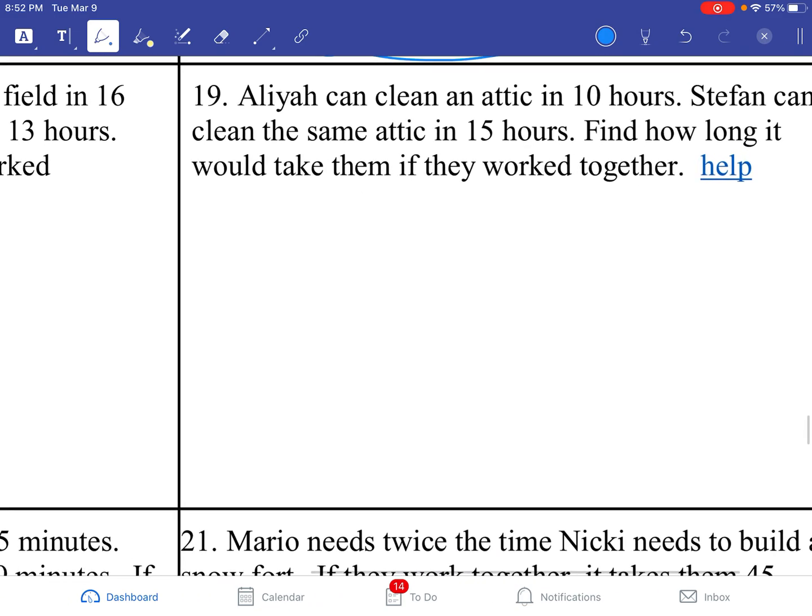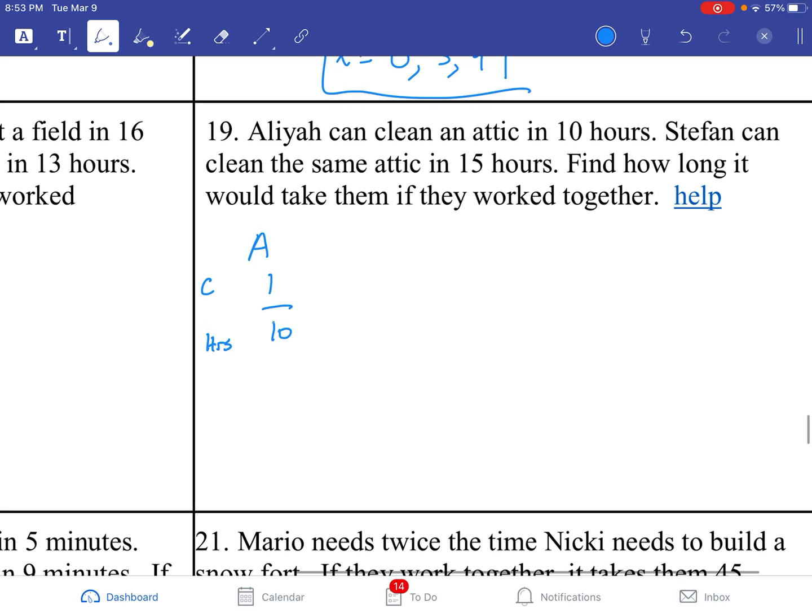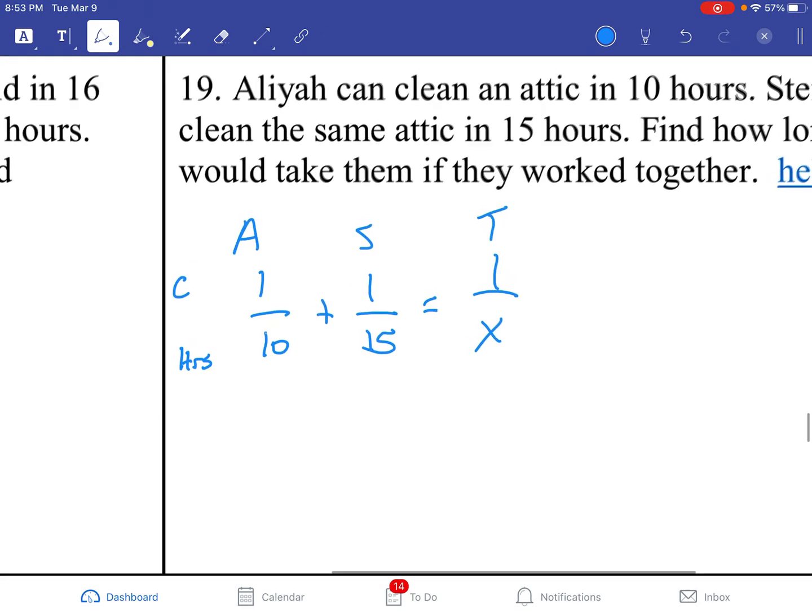Number 19. Leah can clean the attic, so we're cleaning, and it's in hours. She can clean one attic in 10 hours. Stefan can clean the same attic in 15 hours. So what if they work together? How long would it take? Now, when I write the initials on the top with the stuff on the sides, that's to help organize your information. I would highly recommend doing this. Otherwise, it becomes a gobbledygook of people not knowing what to put down. But if you organize the information like this, it helps out.